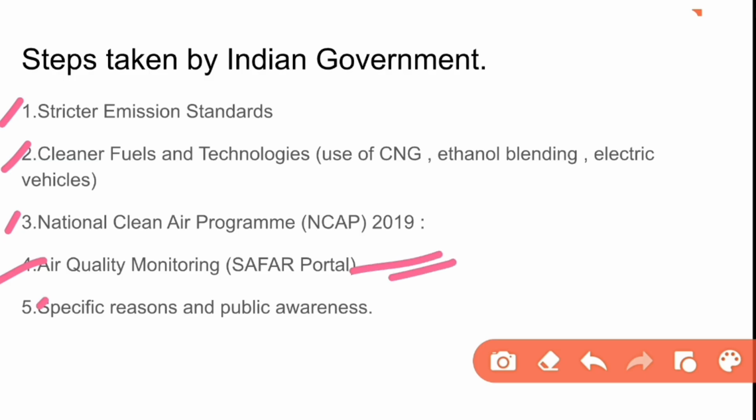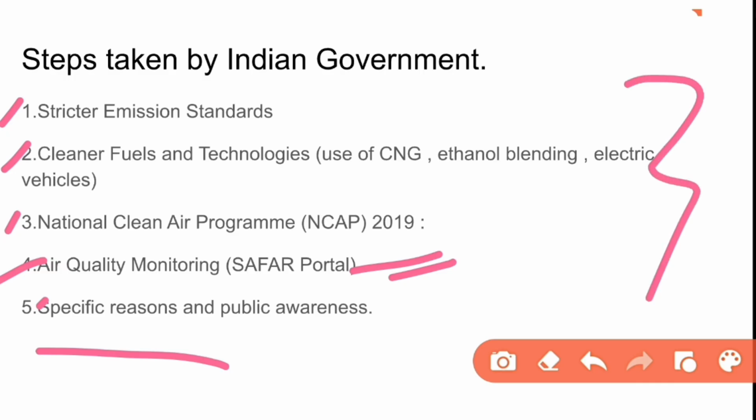Fifth is specific reasons and public awareness. Like I mentioned at the beginning of this slide, steps are taken, but if public awareness is not there, then nothing is going to happen. So the last step is that specific reasons will be addressed, like stubble burning, this type of specific issue. So we need awareness here. So these are the steps taken by the government.